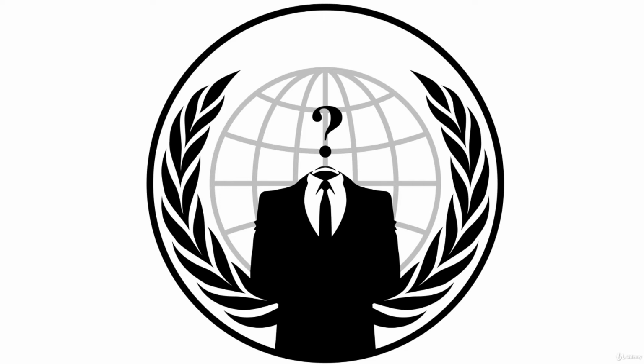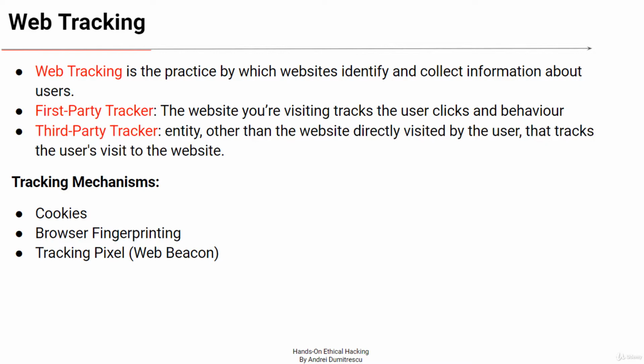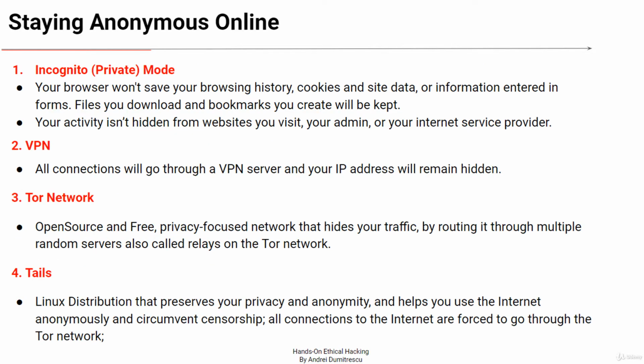In the last lecture, we've seen what are the tracking mechanisms used to track and collect information about users' online activities. In this lecture, I'll present to you several ways of remaining anonymous on the internet. We'll take it from the easiest technique, which offers the lowest level of anonymity, to the hardest one that offers the highest possible level of anonymity.